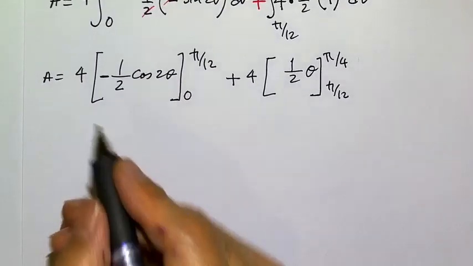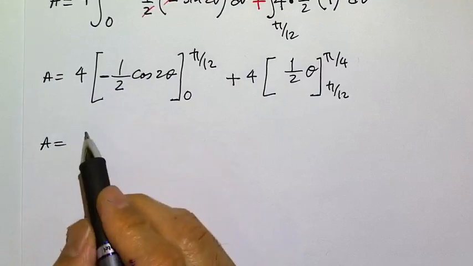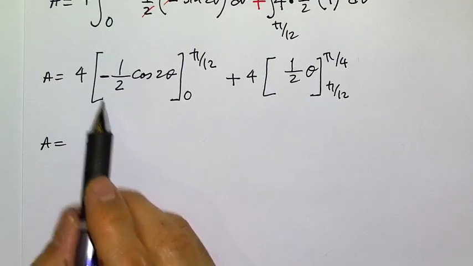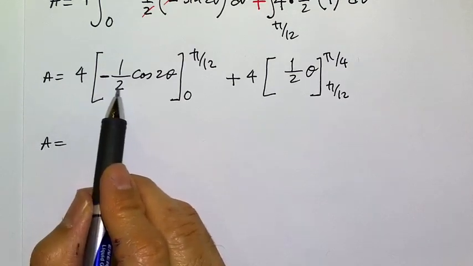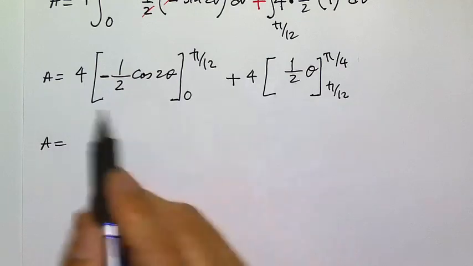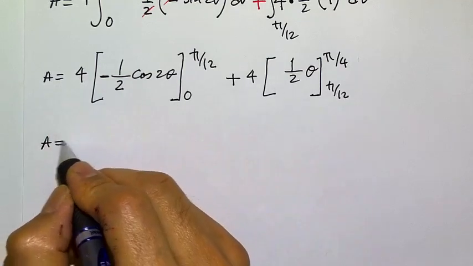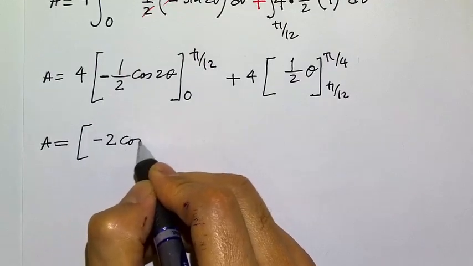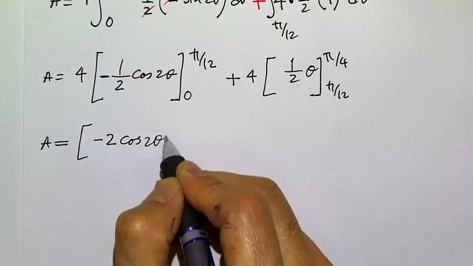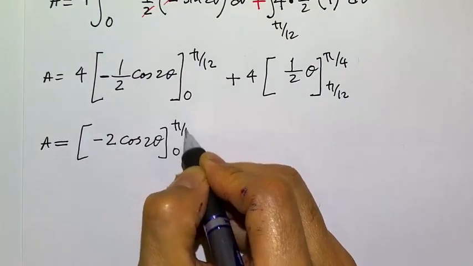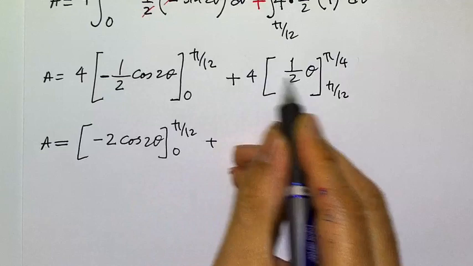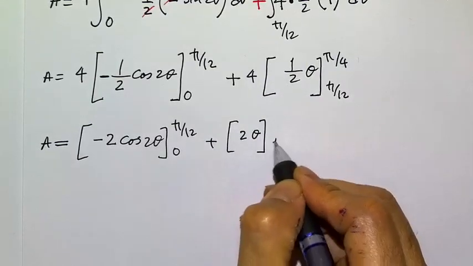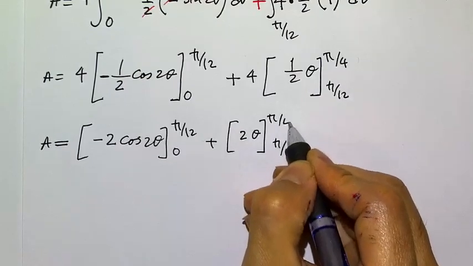Then we have the area equals, so what do we get? This is just going to be minus 2, right? And that's just going to be 2. Let's distribute the 4s now. We get minus 2 cosine of 2 theta from 0 to pi over 12, plus 4 times 1/2, 2 theta from pi over 12 to pi over 4.